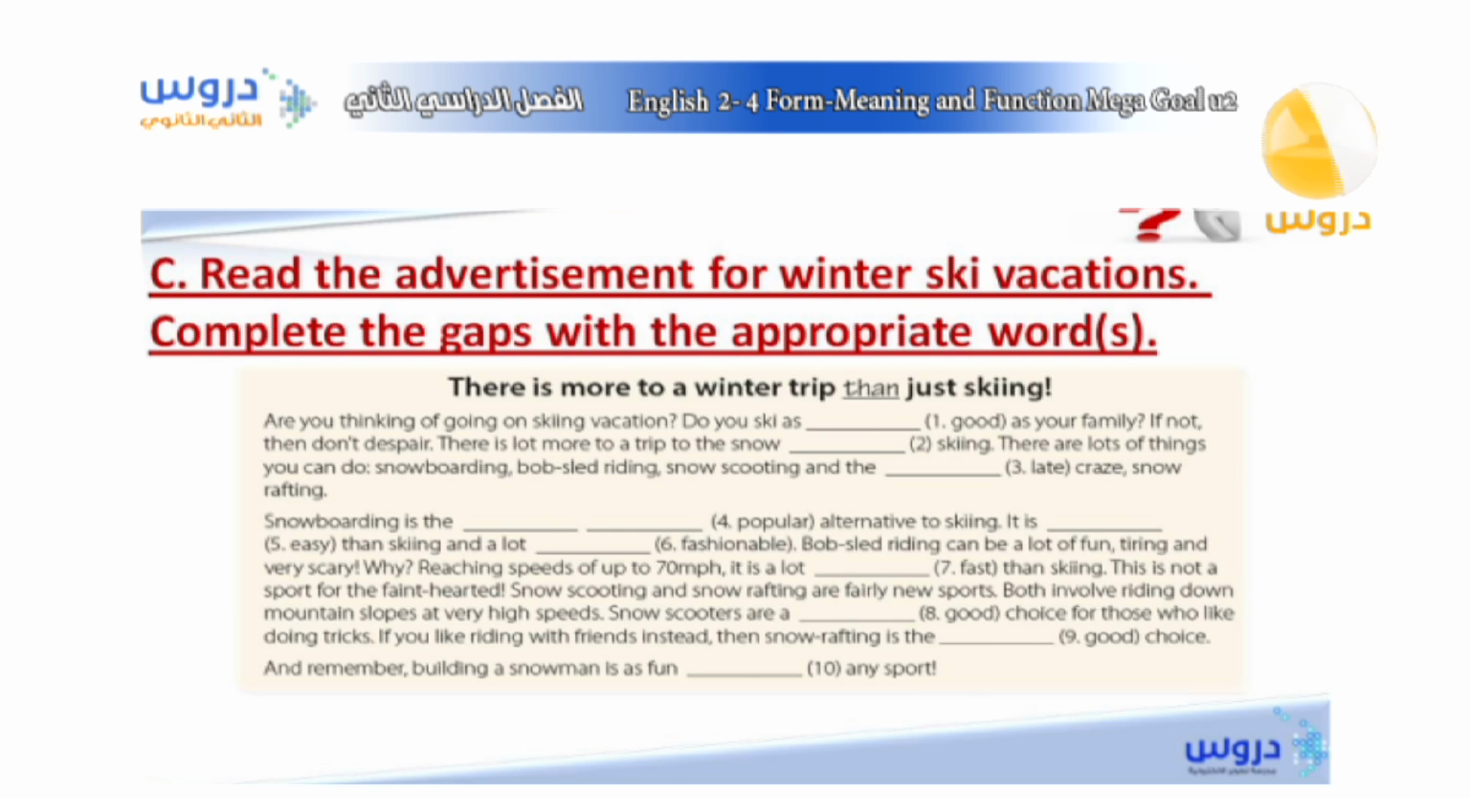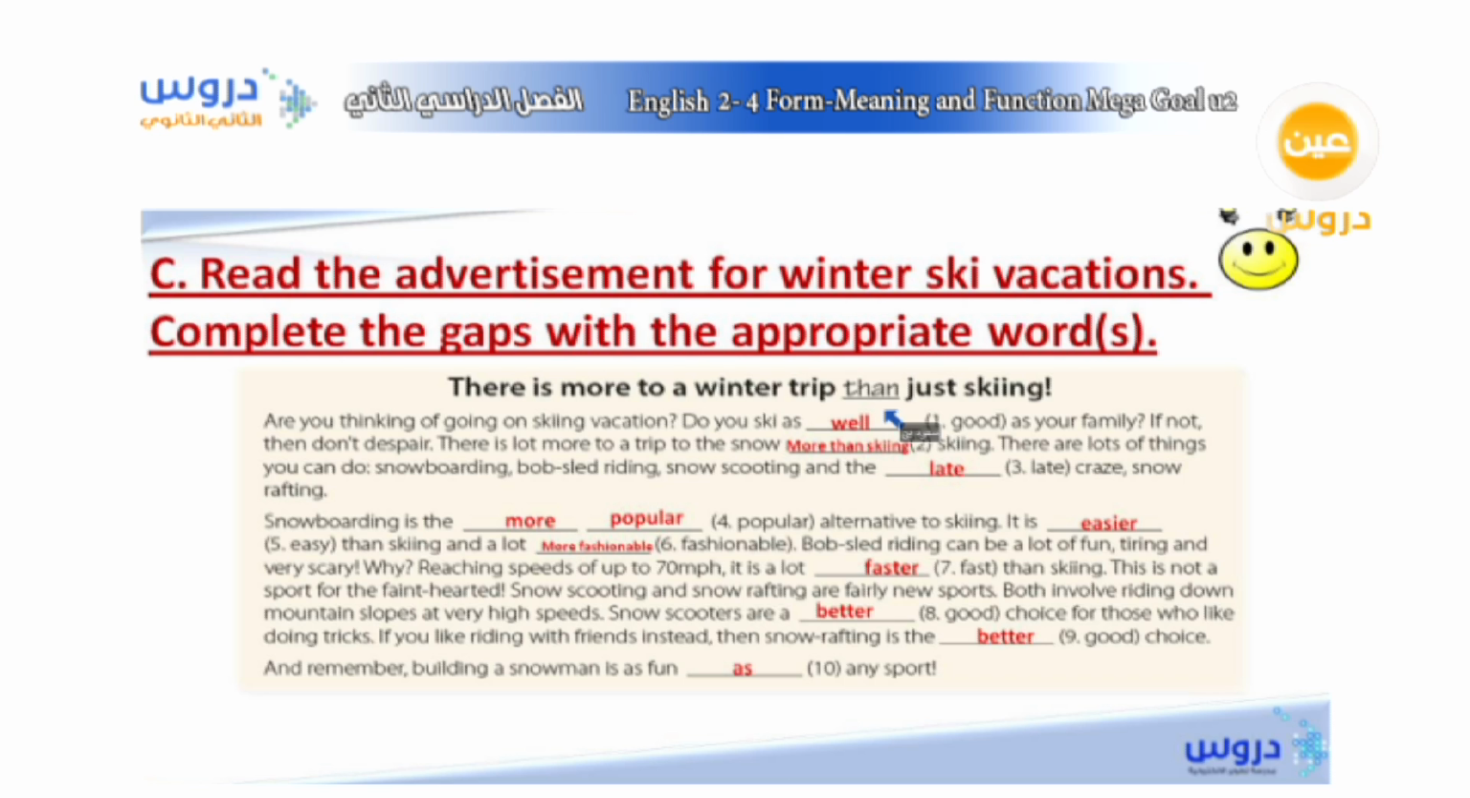Okay, by the end we can get these answers. Here we put an adverb: good becomes well, as well as skiing. Latest, we put it the same here. We have a comparison between two things, so we use more popular. Easier, easy becomes easier. More fashionable. Here we have two things to compare, so we use faster. Good becomes better, and also best. Here, similarity: as fun as any sport.